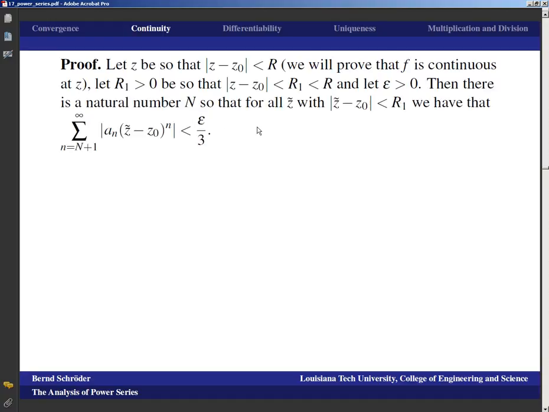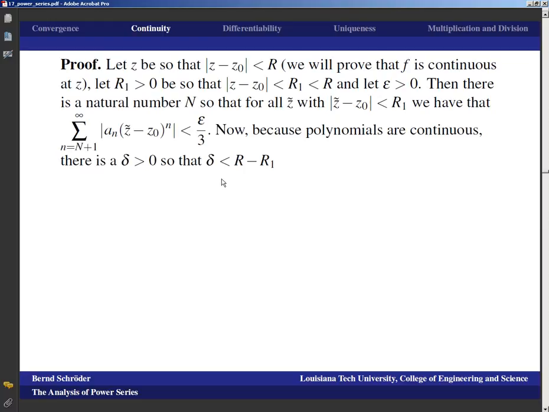Well, then there is a natural number capital N, so that for all z tilde with |z tilde minus z0| smaller than r1, we have that the sum over the absolute values |a n (z tilde minus z0)^n| over a tail, so the sum starts at capital N plus 1 to infinity, that sum is smaller than epsilon thirds, and that's because we have uniform convergence on the open disk of radius r1. Now, because polynomials are continuous, and that's something that we do know, there is a delta greater than 0, so that on one hand we want the delta to be smaller than R minus r1.